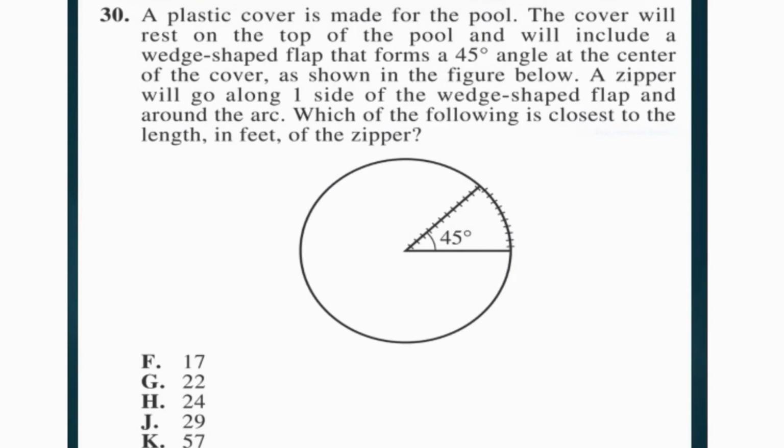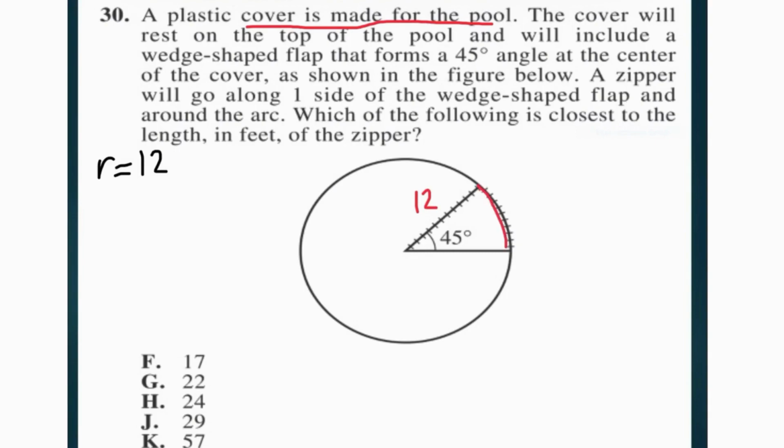A zipper will go along one side of the wedge-shaped flap and around the arc. Which of the following is closest to the length in feet of the zipper? So if you remember from question 29, the radius of that pool was 12. That's important to know because the cover was made for the pool, and that means it would have the same radius, which would be 12.